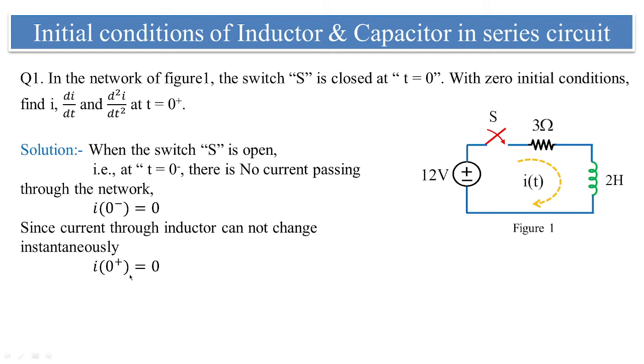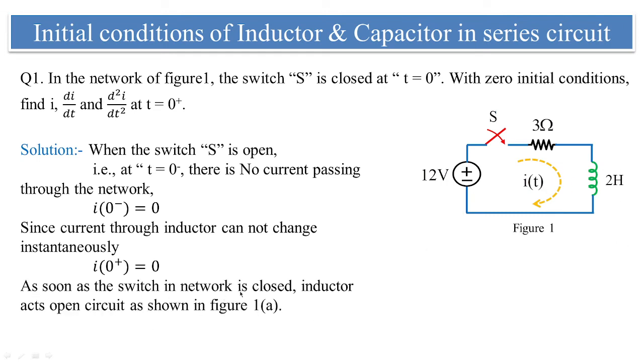So these are two important conditions for inductor behavior. That is, the current through the inductor cannot change instantaneously. So I of 0 minus, which is equal to 0, will give you the same value of current as I of 0 plus. So these two are important points we need to remember for inductor behavior.